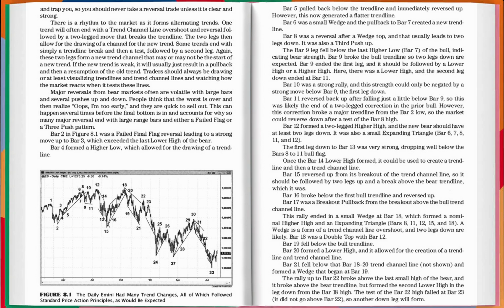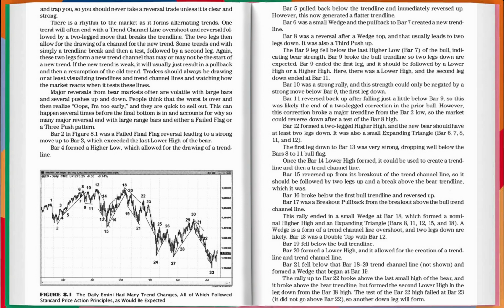However, this correction broke a major trend line from the bar 2 low, so the market could reverse down after a test of the bar 8 high. Bar 12 formed a two-legged higher high, and the new bear should have at least 2 legs down. It was also a small expanding triangle, bars 6, 7, 8, 11, and 12. The first leg down to bar 13 was very strong, dropping well below the bars 8 to 11 bull flag.